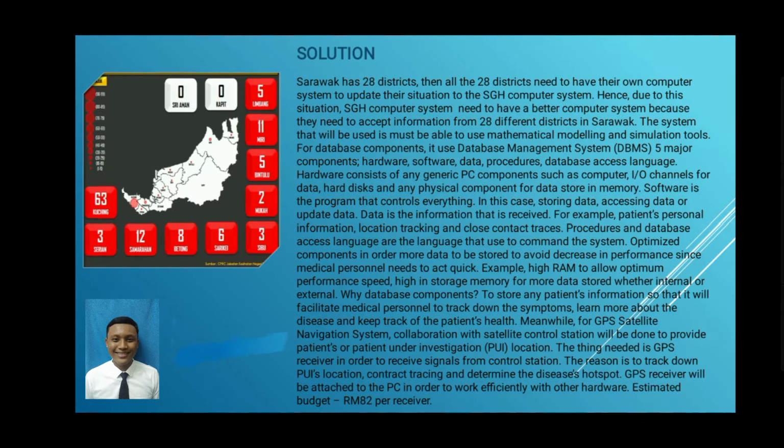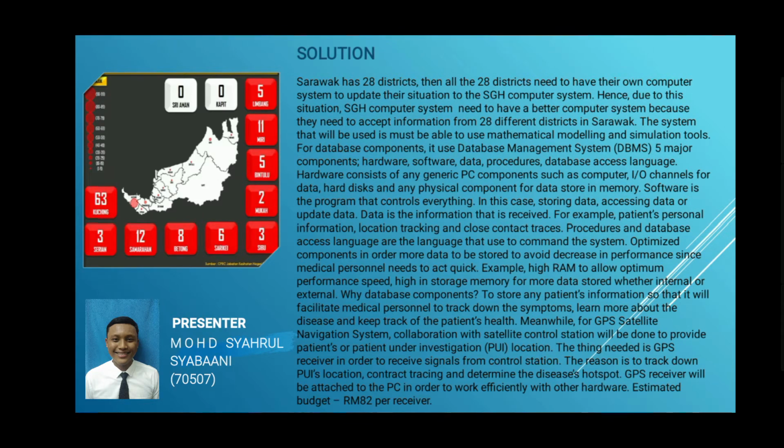Next, I'm going to talk about the solution. As we know, Sarawak has 28 districts. All the 28 districts need to have their own computer system to update their situation to the Sarawak General Hospital computer system. The Sarawak General Hospital computer system needs to be better because it needs to accept information from 28 different districts in Sarawak. The system used must be able to use mathematical modeling and simulation tools.